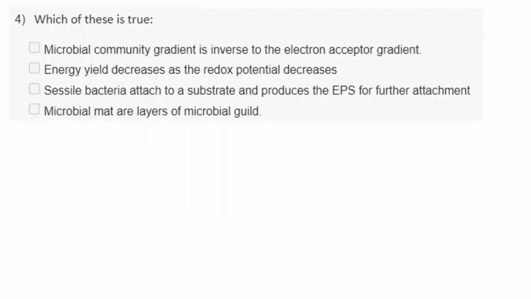Moving on to the next question, which of these is true? Microbial community gradient is inverse to the electron acceptor gradient. Energy yield decreases as the redox potential decreases. Sessile bacteria attach to a substrate and produce the cellular polymeric substance for further attachment. Microbial mats are layers of microbial guild. What do you think? Which ones are true? Anybody would like to try? Take your time.